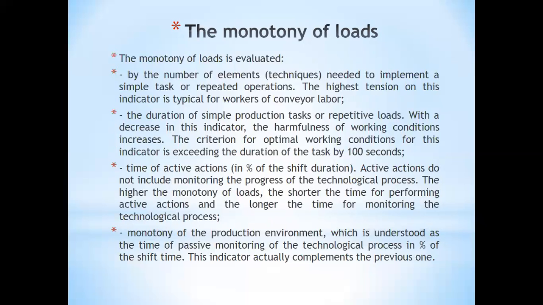Time of active actions. Active actions don't include monitoring the progress of the technological process. The higher the monotony of loads, the shorter the time for performing active actions, and the longer the time for monitoring the technological process. Monotony of the production environment, which is understood as the time of passive monitoring of the technological process in percent of the shift time. This indicator actually complements the previous one.